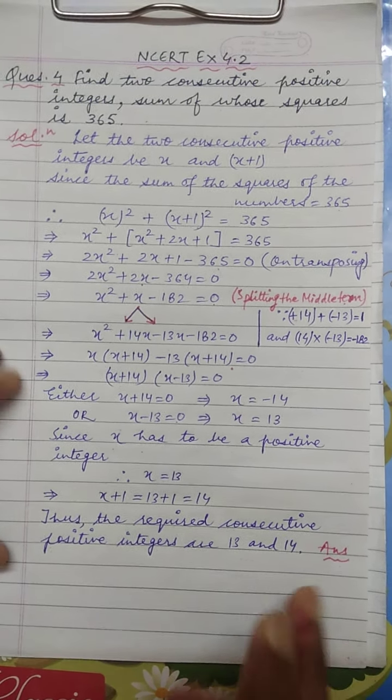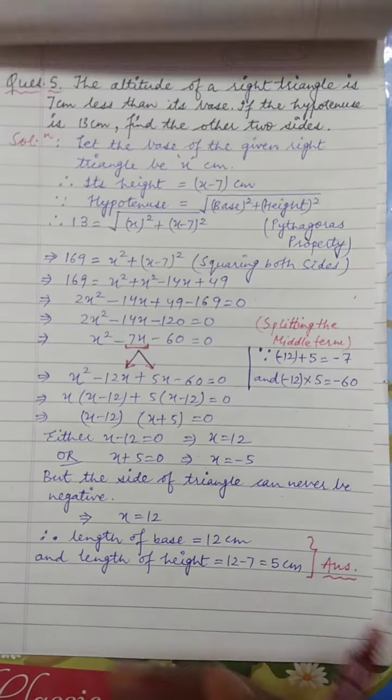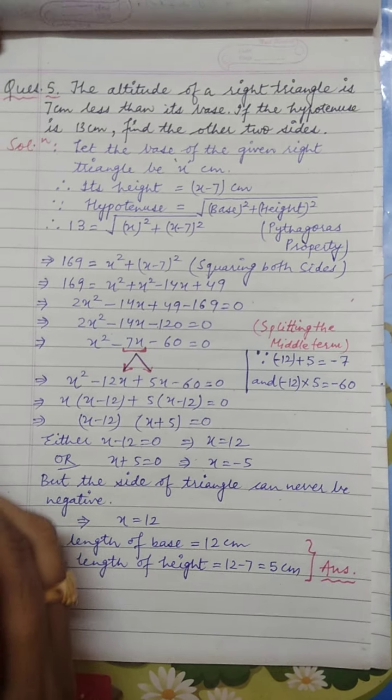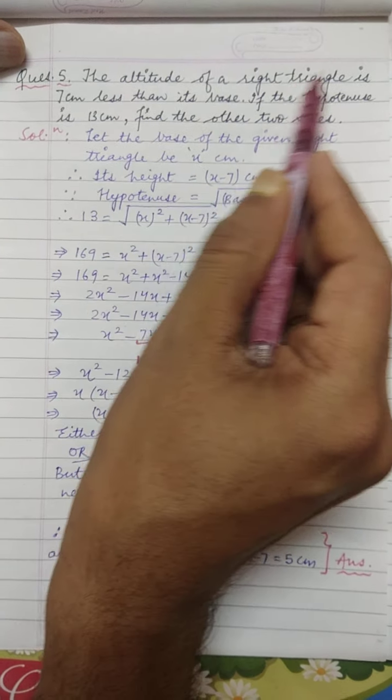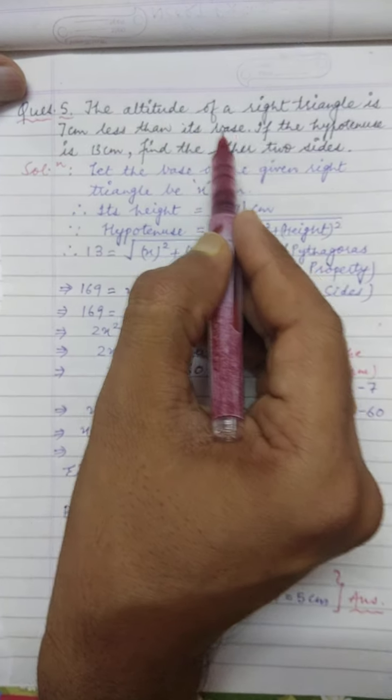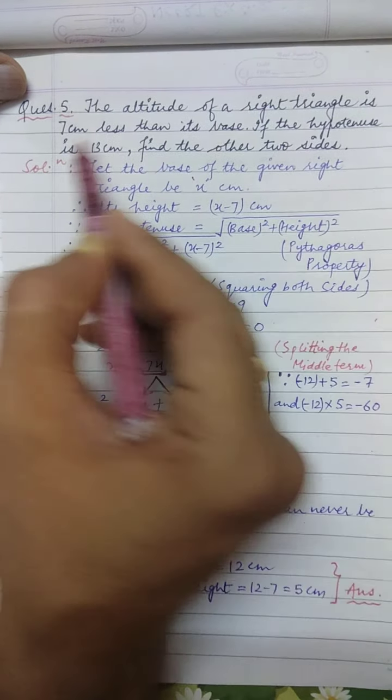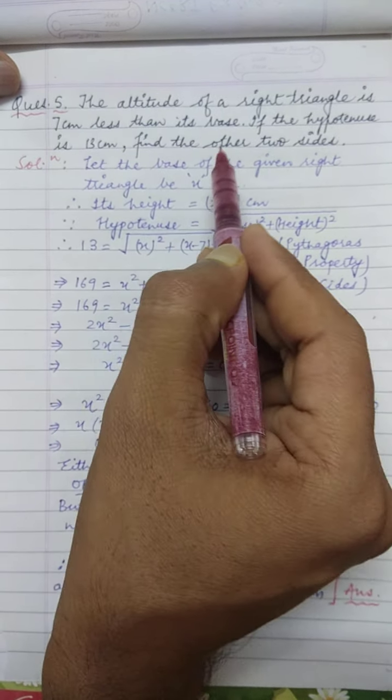Now coming to the fifth question of the same exercise, you see that the question states: the altitude of a right triangle is 7 cm less than its base. If the hypotenuse is 13 cm, find the other two sides.